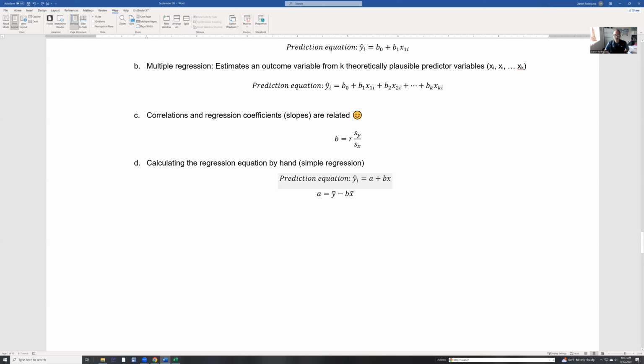So if I take this prediction equation, now notice that I changed the b sub 0 to an a, and the b sub 1, I just let it be b.